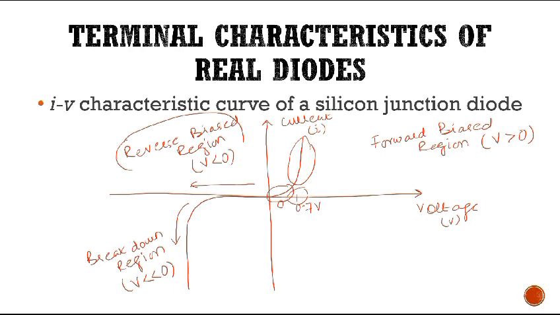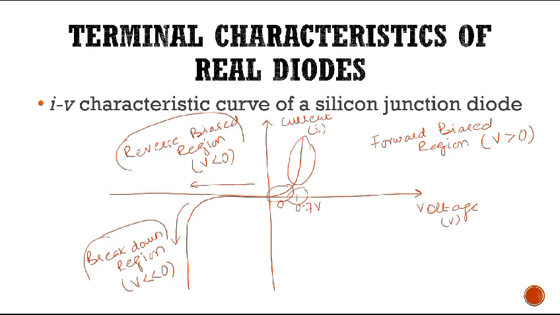Now, what happens in this breakdown region? When the voltage applied across the diode is very large and negative, lots of current will be able to flow in the reverse direction from cathode to anode. So this is the breakdown region.